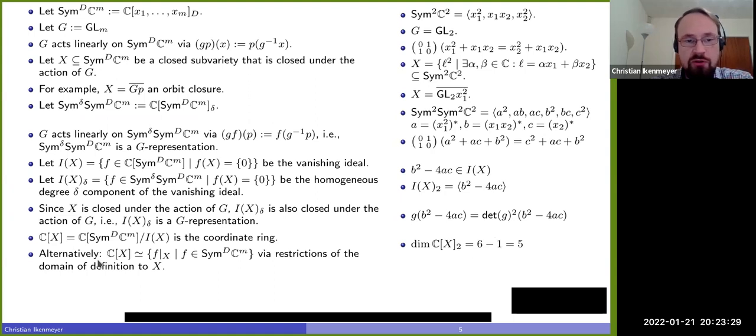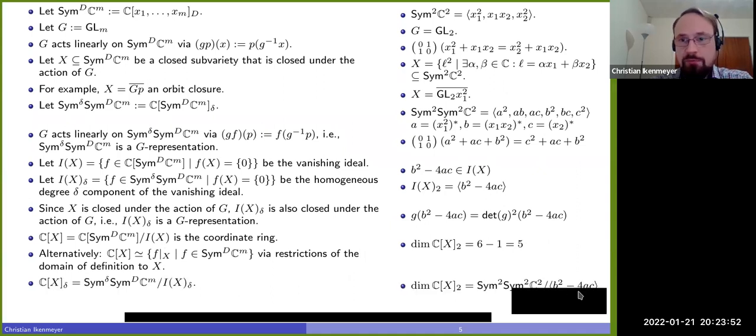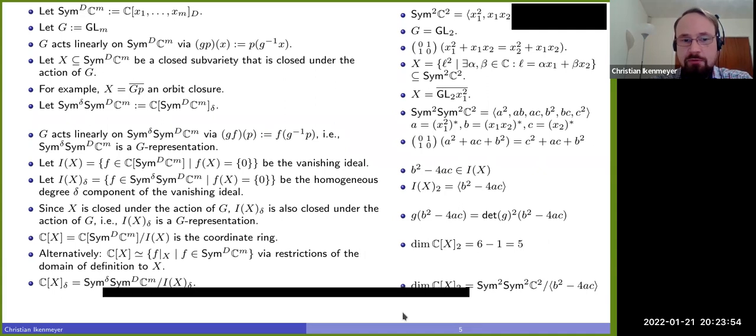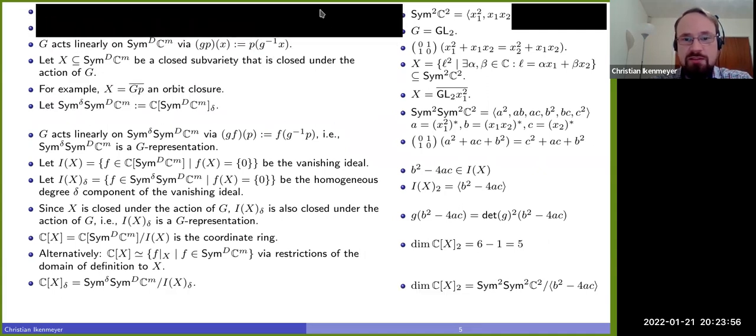Alternatively, you can also define it, and this is nice, and we will use that. The coordinate ring, this is a more hands-on approach: you take all the functions and you restrict the domain of definition just to X. And then you look at what those functions are, and that gives you an isomorphic ring. And now I can move things up here. It's going to be a hassle, but anyway.